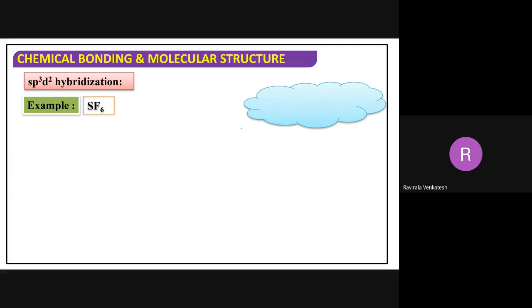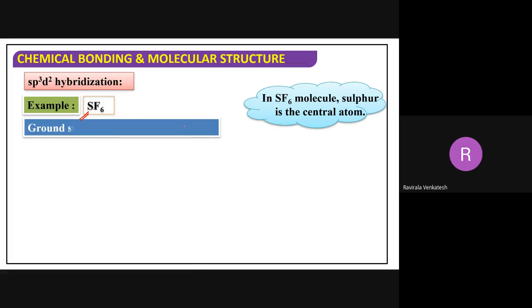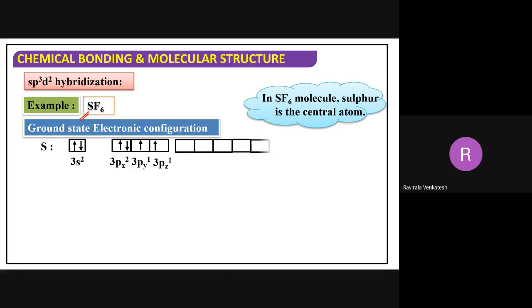Examples we see here: SF6. Example you have taken. Central atom is what? Sulfur here. Now we will take sulfur configuration. Sulfur configuration is 3s2 3p4. So write down 3s2 3p4 for sulfur configuration, and the 3d orbital is empty.